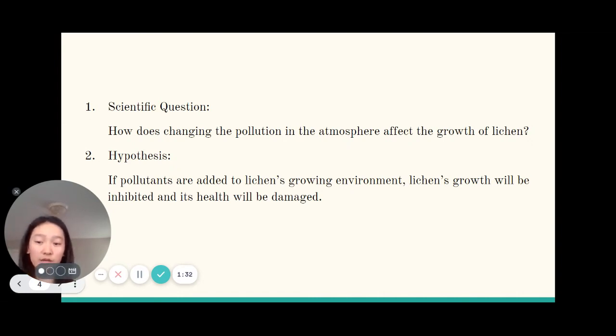So my scientific question is, how does changing the pollution in the atmosphere affect the growth of lichens? And my hypothesis is that if pollutants are added to lichens' growing environments, then its growth will be inhibited and its health will be damaged. This is a very important question to consider because lichens can help scientists to gauge the pollution in the environment without using expensive equipment.